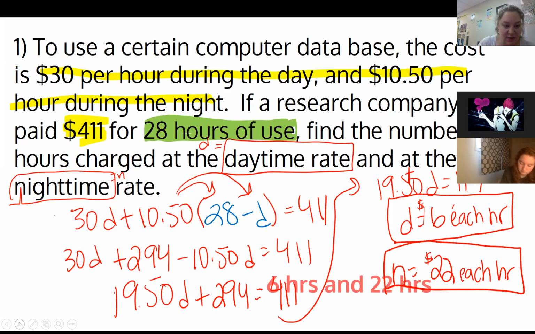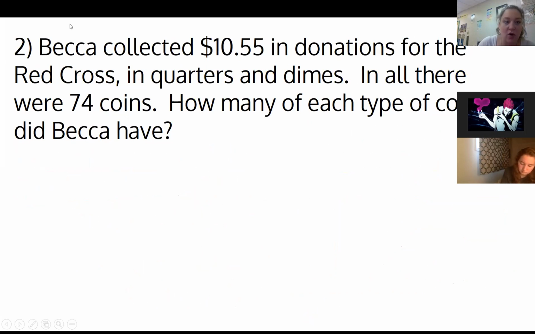Okay. Our next one is about coins and quarters. So we have Becca here. She's collecting money for the Red Cross, okay? She collected $10.55 in donations for the Red Cross. She did it in quarters and in dimes. In all, there were 74 coins. How many of each type of coin did Becca have?